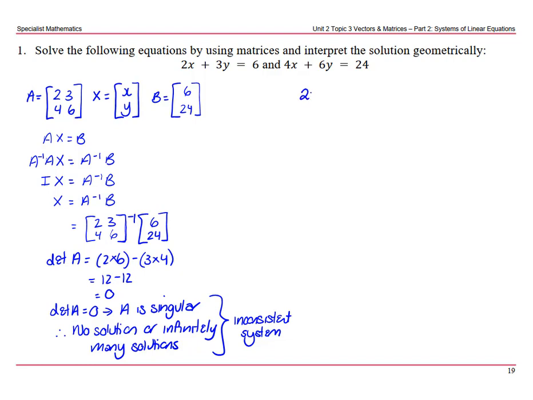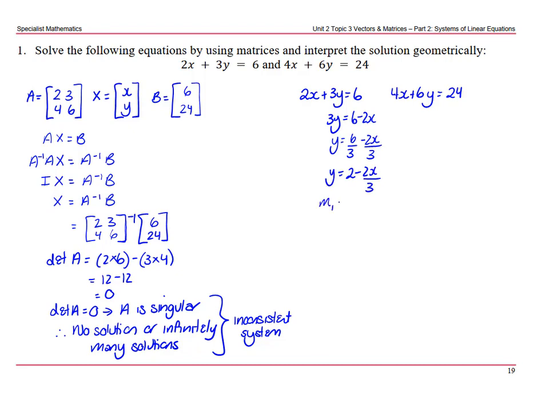So if we come back to my equations, 2x plus 3y equals 6, 4x plus 6y equals 24. First thing I'd look at is there a common multiple between the 2 equations such that they could be the same? I can't see that, so now I'm going to rearrange for y. So we have 6 minus 2x, so y is going to be 6 over 3 minus 2x over 3. So that's 2 minus 2x over 3. So our gradient is negative 2 over 3.